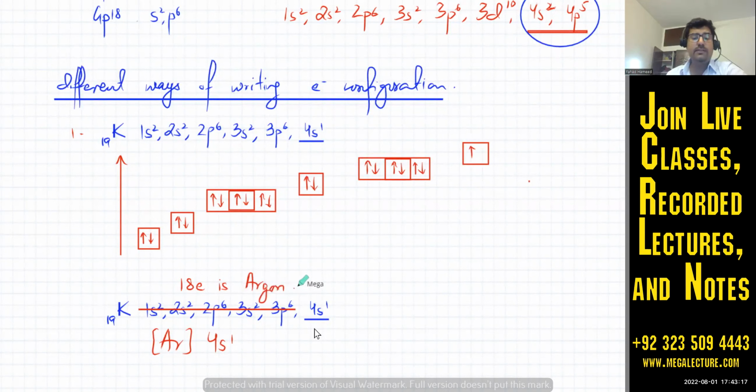So what you do is you use noble gases to write the electronic configuration of elements. Then it becomes a bit shorter. Instead of writing all of this, it just means write the electronic configuration of argon and then put 4s1 at the end. So it's kind of easier to write this stuff. If you have to write the electronic configurations again and again, you can just do this. Is this clear?